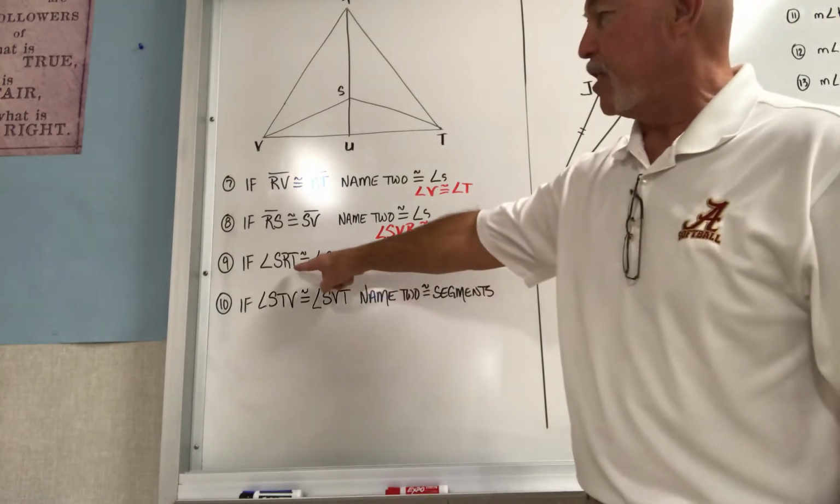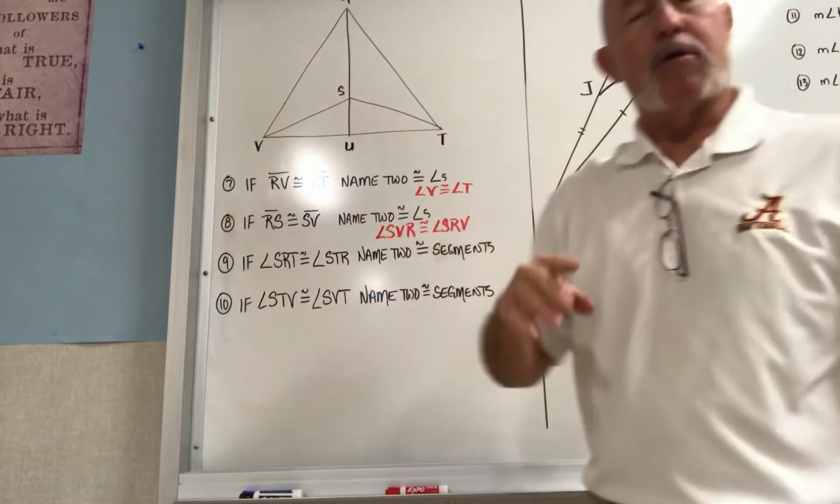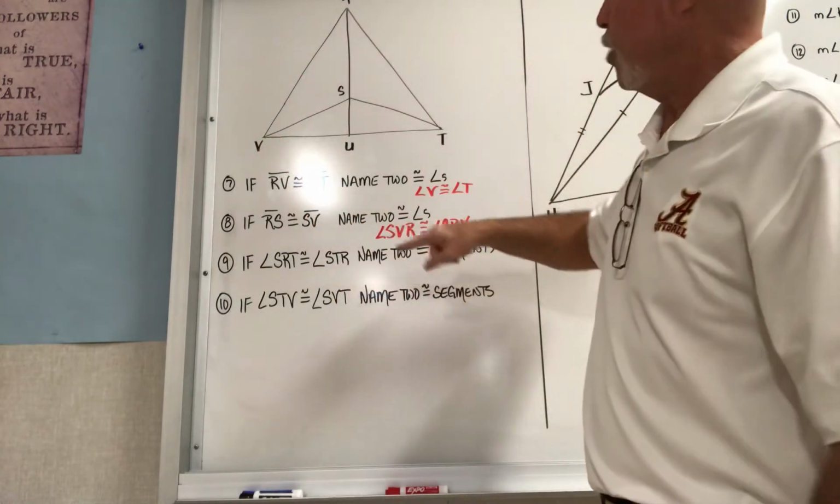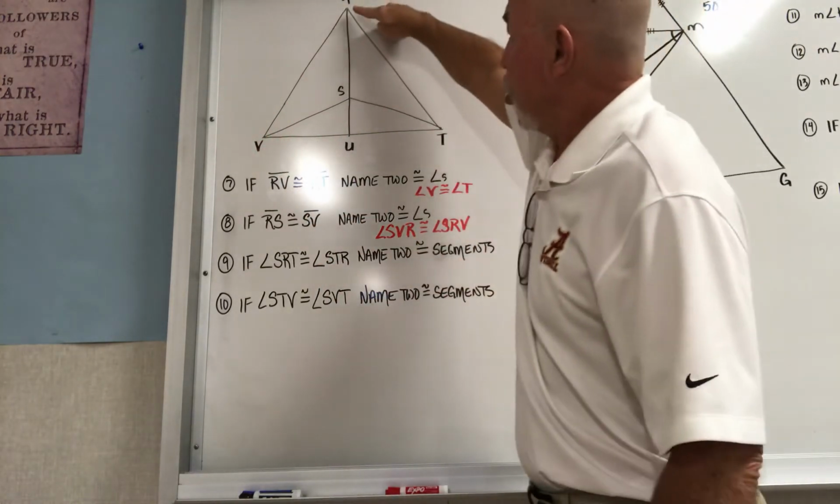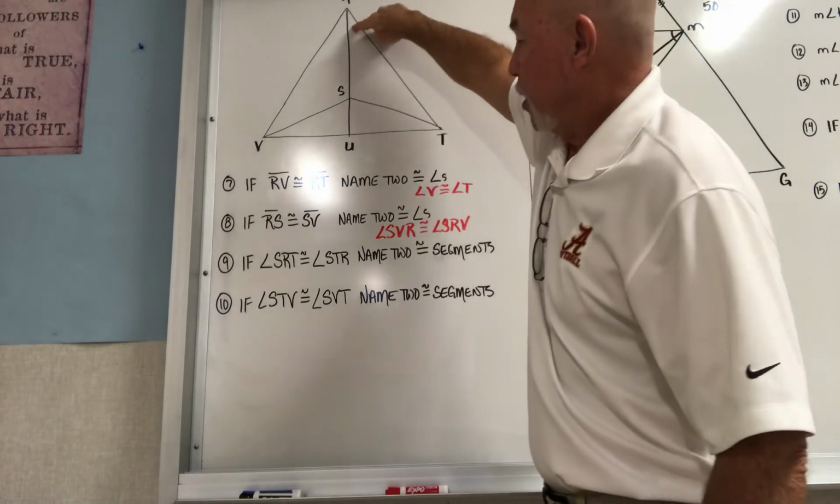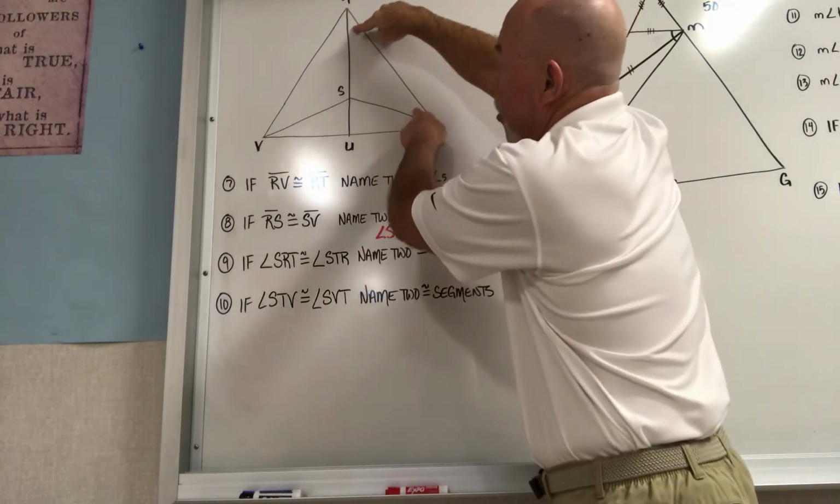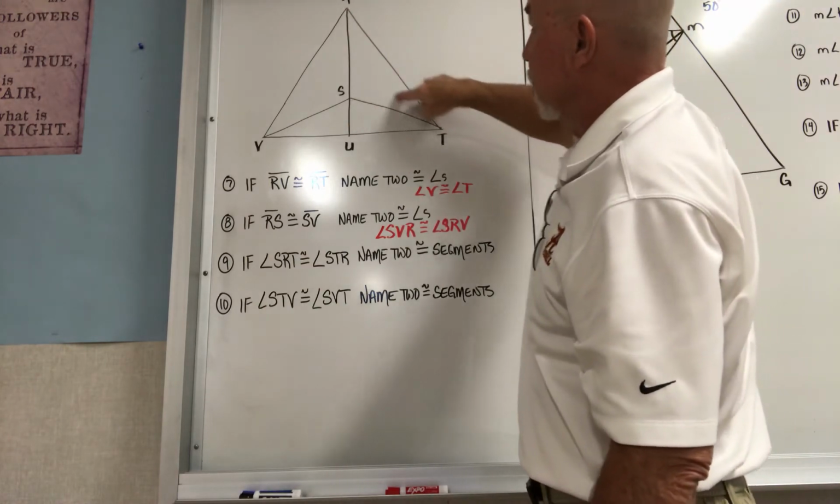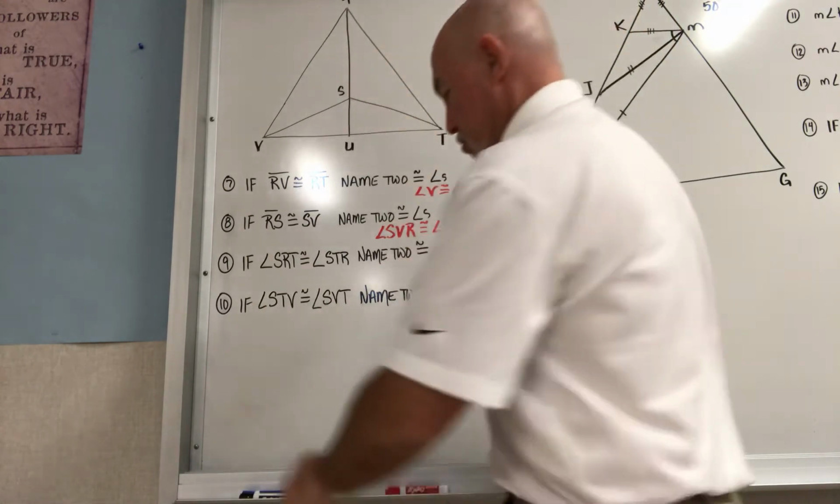Okay, so now we're saying angles are equal. Now if they give us angles, we're looking across to sides. So if SRT is congruent to STR, that means side ST, side SR. That's all.